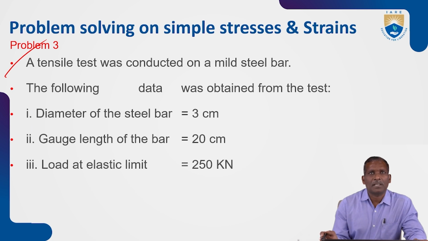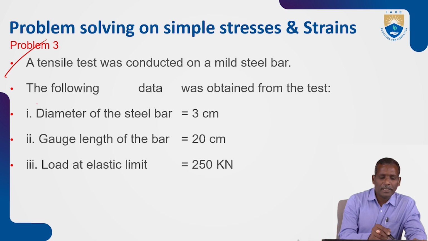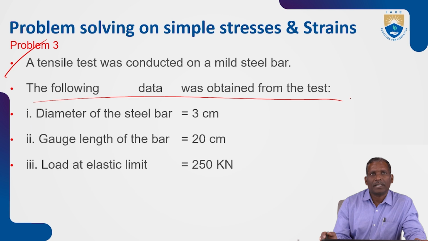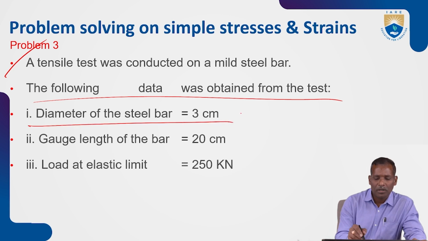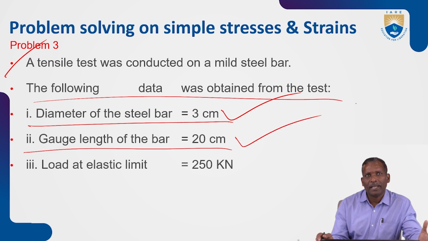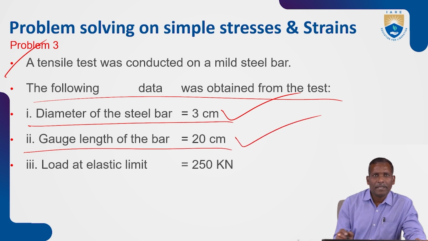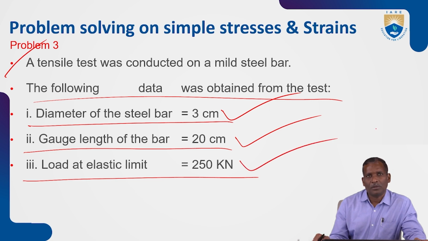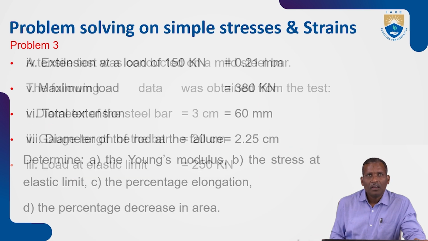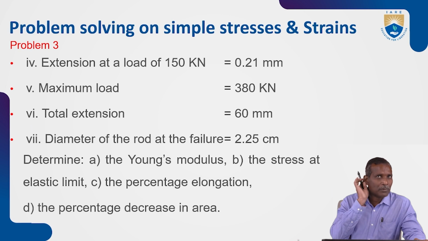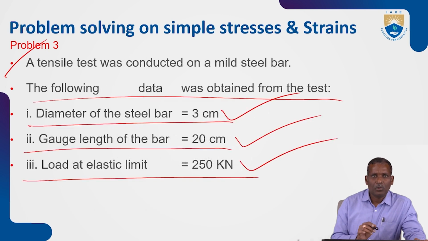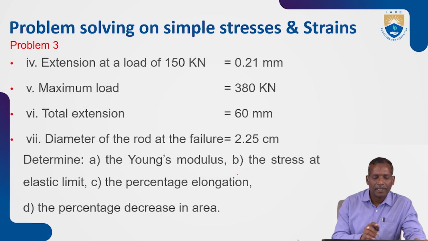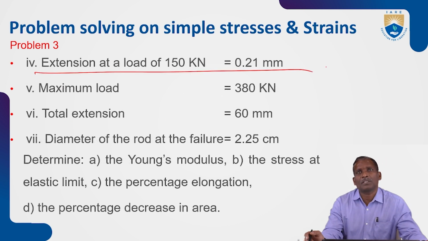Here, the tensile test was conducted on a mild steel bar by using a universal testing machine, UTM. The following data was recorded from the test. The diameter of the steel bar is 3 cm, gauge length of the bar 20 cm. The load at elastic limit is 250 kilonewtons, and the extension at a load of 150 kilonewtons is 0.21.